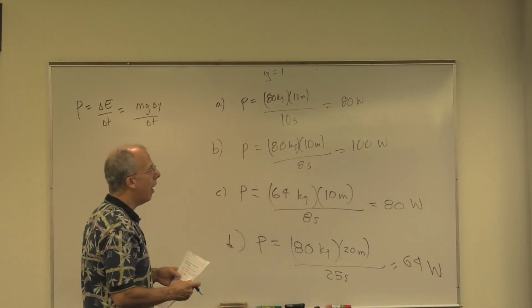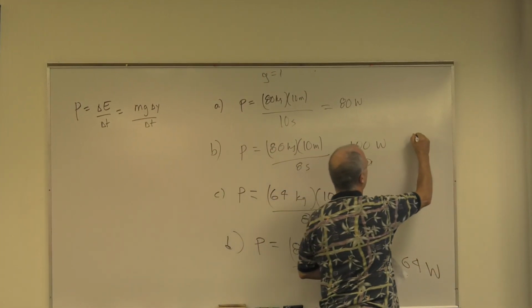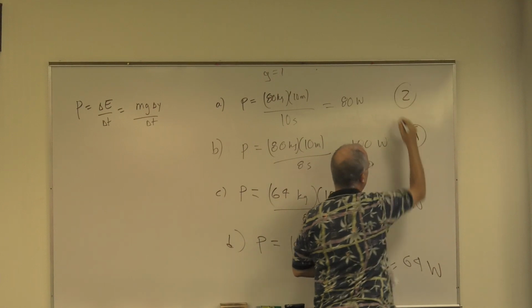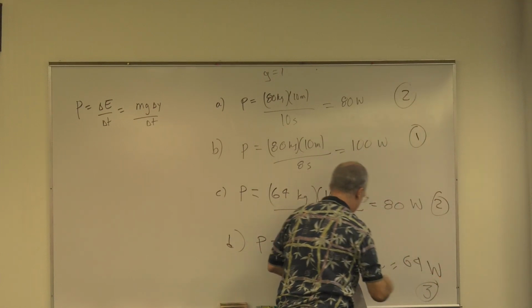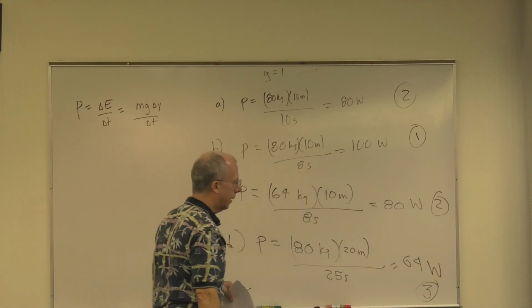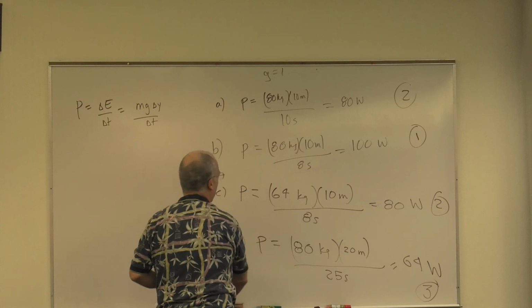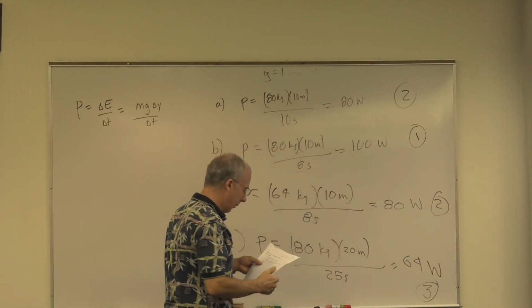So, which one is the largest power output? This one wins, this is number 1. And then these guys come in second, they're tied for second. And this one, sorry, dead last. So B wins, A is equal to C, and there's that.